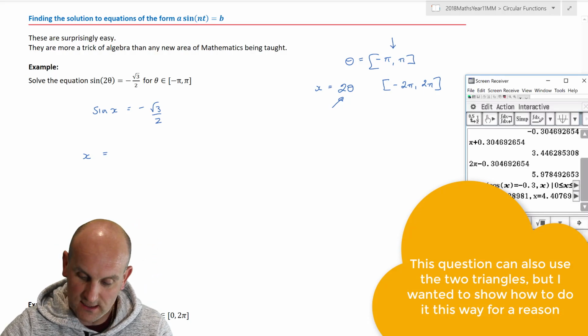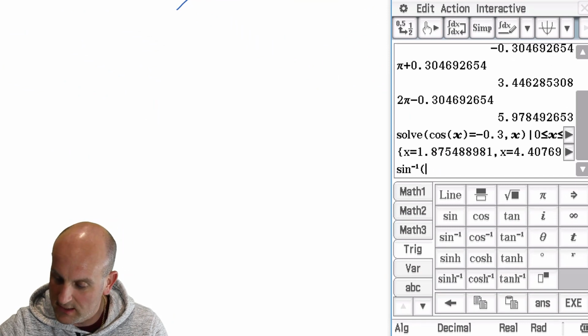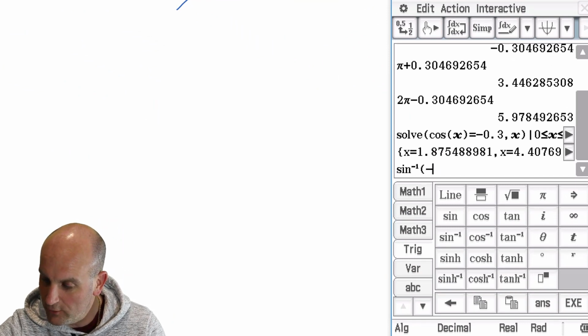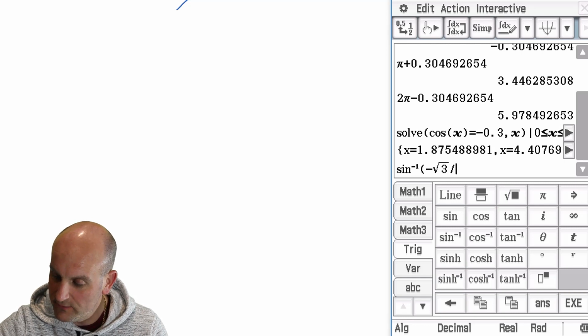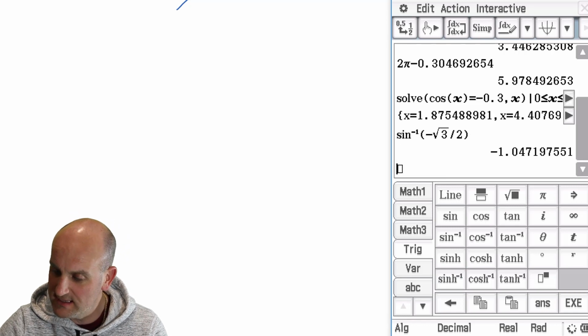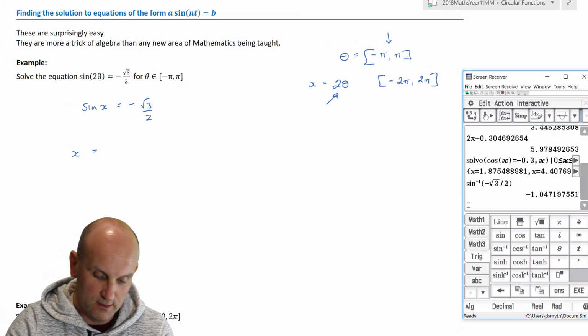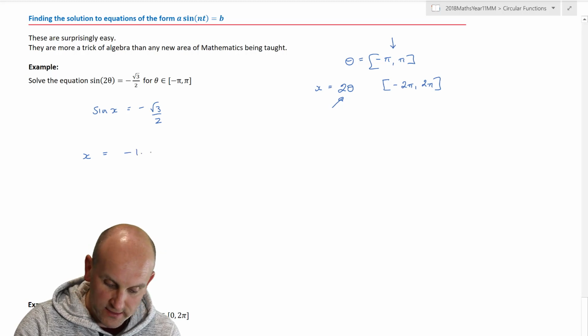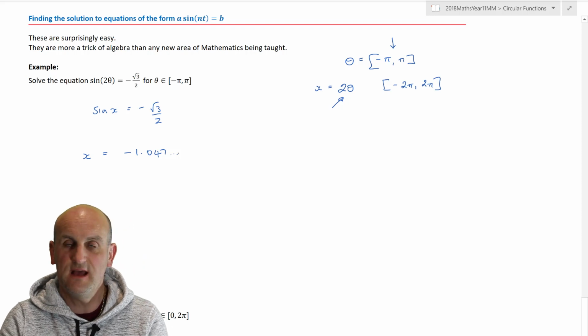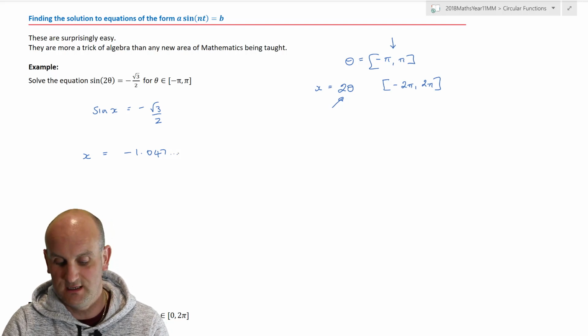So loading up my calculator, I'm going to say, okay, calculator, do me a favor. Can you find the inverse sine, please, of minus root 3 divided by 2. Close my brackets. You'll notice I'm in radians. And I'm going to hit enter, and out comes my value of minus 1.047. That's my first value. Does that fit into my minus 2 pi and 2 pi? Well, absolutely, of course it does.